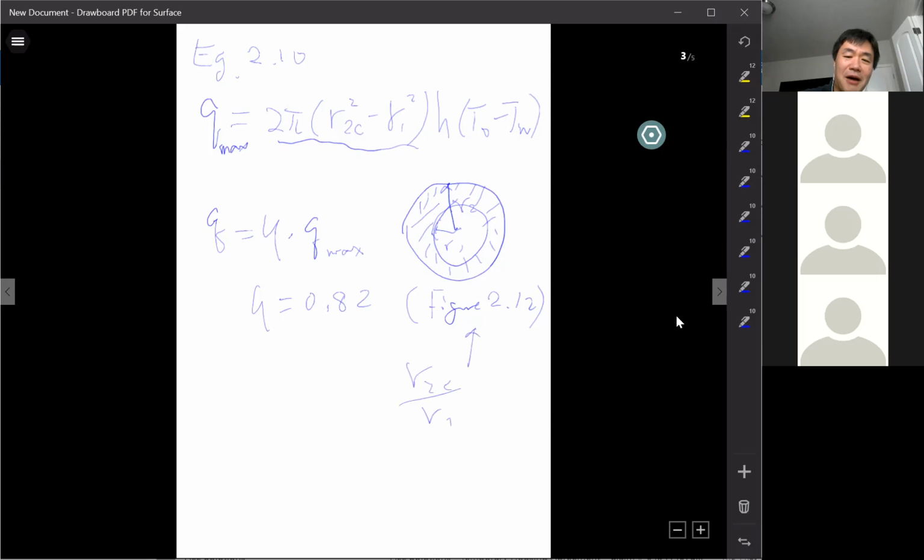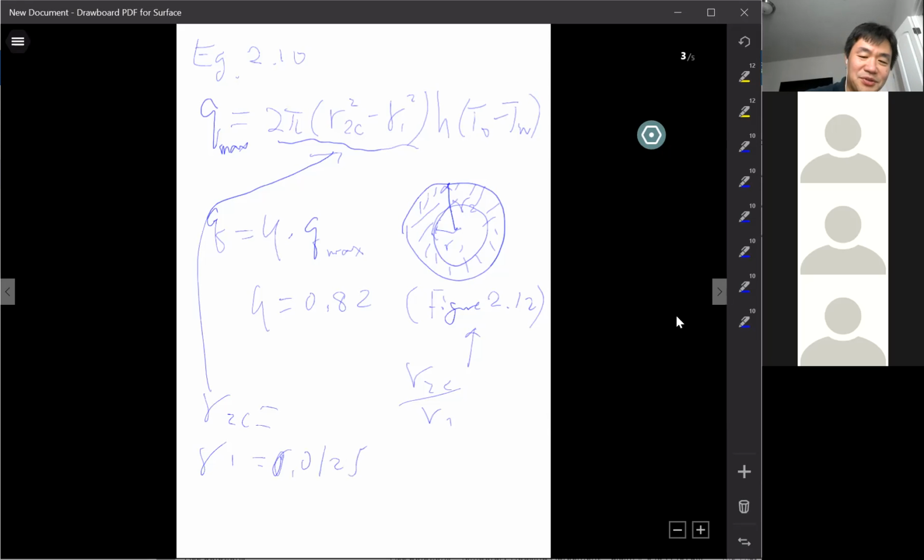Okay, so to solve this first part, you need to know R2C. You need to find out R1. Okay, T0 and T1 are given. Okay, so find out those. R1 is given, right? 0.025 centimeters. Yeah, it is given. Oh, no, that's diameter. I'm sorry. So it's 0.0125, right?